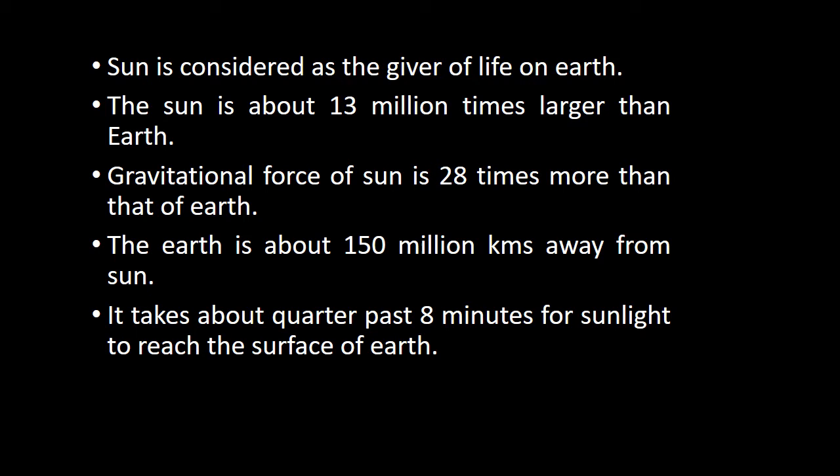The earth is about 150 million kilometers away from the sun. Students, in your textbook there is a printing mistake that says it is about 15 kilometers away. Now, that's really kind of a silly mistake. Even in English you had studied this, that the earth is about 150 million kilometers away from the sun.